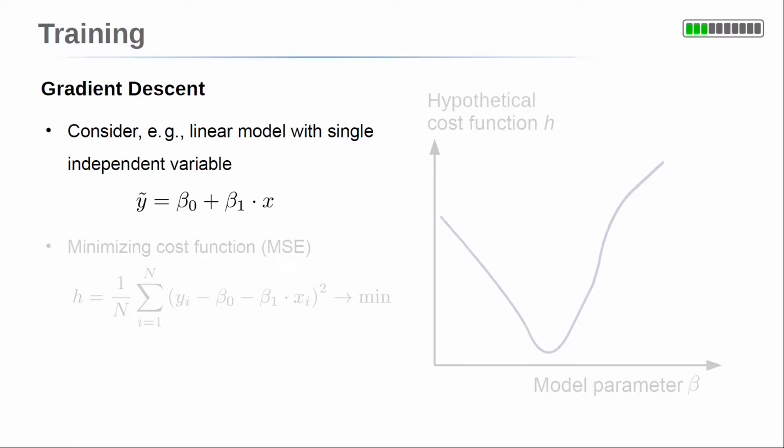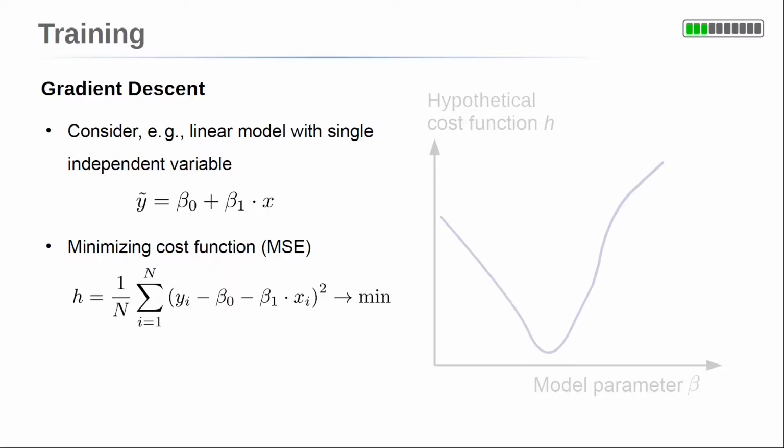Here we have a model, like the linear model with a single independent variable x. This model is beta 0 plus beta 1 times x. In the previous section, we learned about different cost functions. A cost function is used to measure the quality of a model with respect to a given dataset. Here, we use a mean squared error cost function.